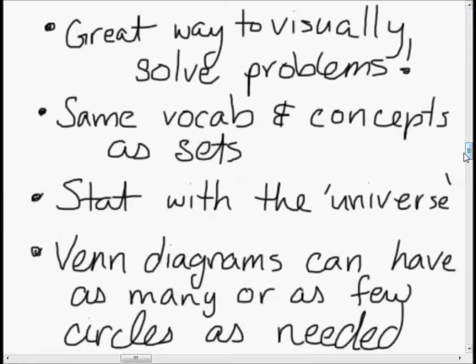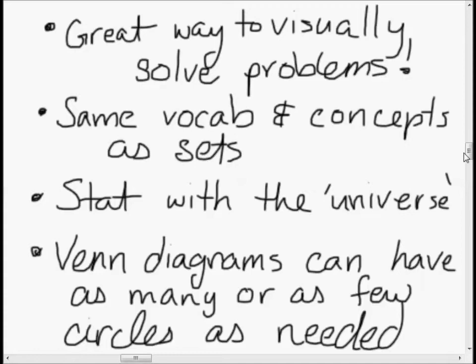So what are Venn diagrams? Venn diagrams are a great way to visually describe sets and solve problems about sets. You can use the same vocabulary you learned when you learned about sets. So if you're not familiar with some of that vocabulary, take a step back, look at some other videos, look back at your book, and get comfortable with those concepts and vocabulary.